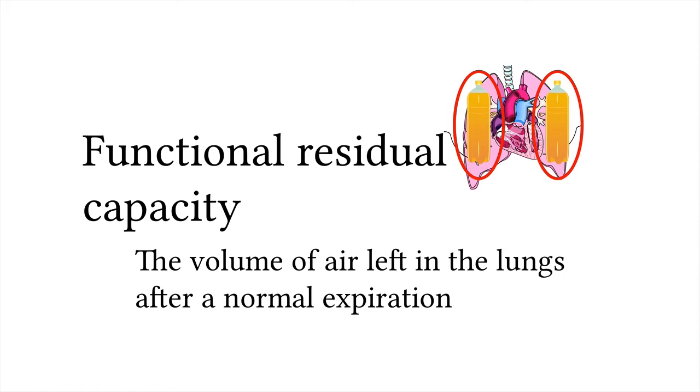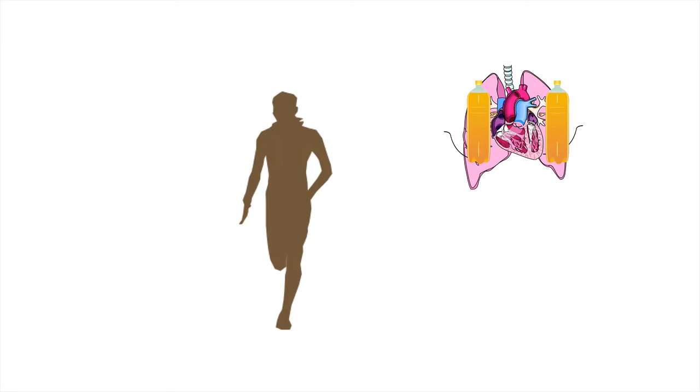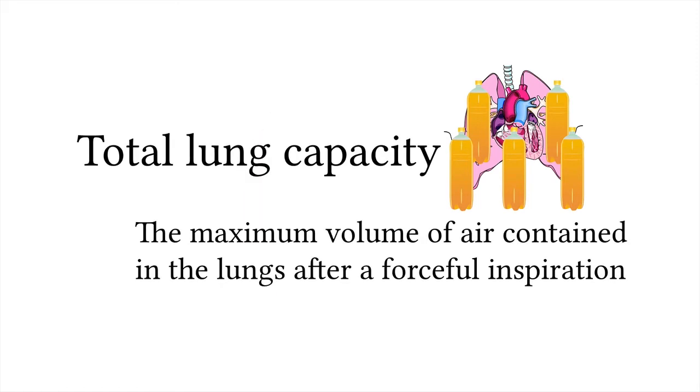Now, all this was when your body was at rest. What about when you're exerting yourself? During exercise, for example, most adults can take in up to 3 additional liters of air when they forcefully inhale. That means that air volume in the lungs can change from 2 to 3 liters of air to 5 to 6 liters. There's a maximum volume of air that both lungs can hold after a forceful inspiration, and it's called the total lung capacity.